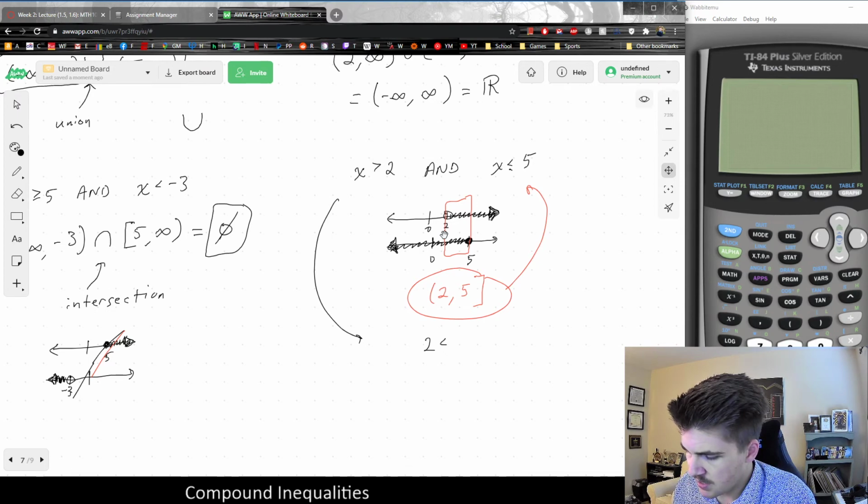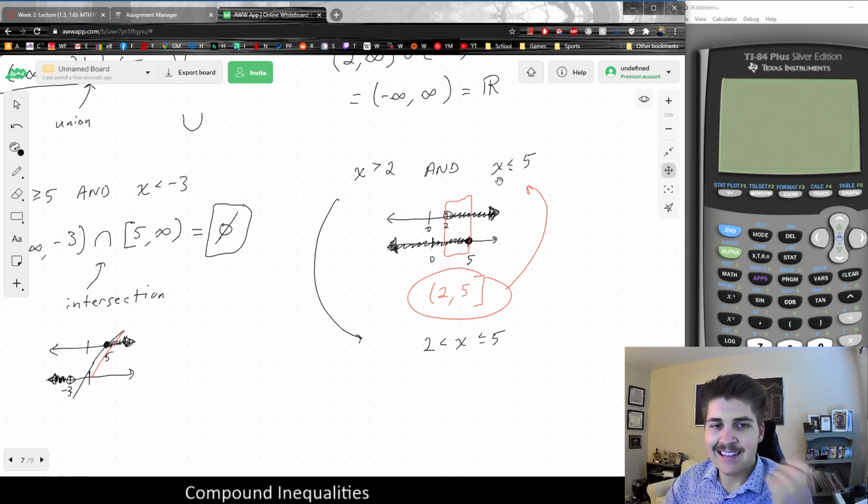2 is less than x is less than or equal to 5. Because notice that this sandwiches all of our solutions between 2 and 5, not including 2, but including 5. And this is exactly an equivalent way of writing this compound inequality using the sandwich notation. Now, this notation is more common, but at the end of the day, it's synonymous. It means the same thing.